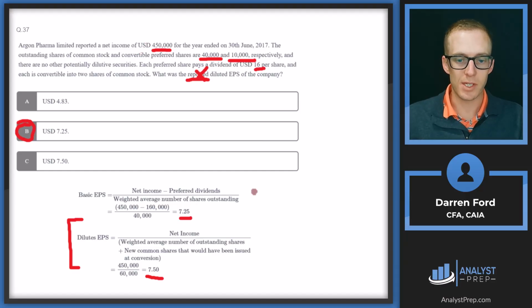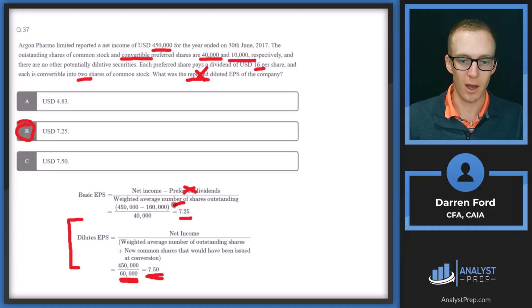So then the key difference is here. Under diluted EPS, we're getting rid of the preferred dividends because these preferred dividends are getting converted. So we're normally not having to pay out those dividends anymore. But now we have 10,000 shares, and they're each convertible into 2 shares of common stock. So the 60,000, we're adding 20,000 to the 40 to get that 60. So this calculation ends up as 450 over 60,000 gives us 7.5.